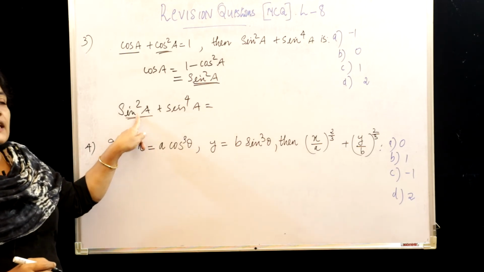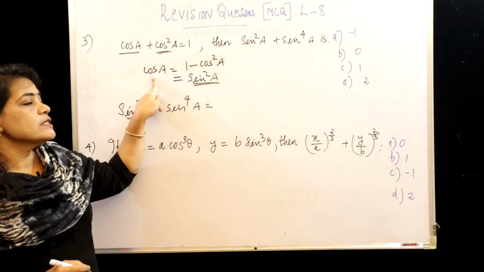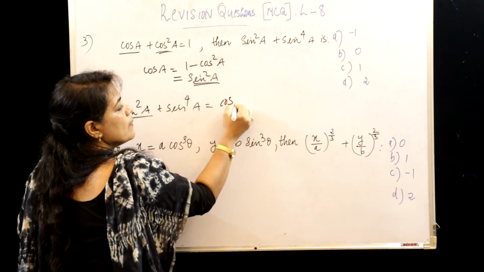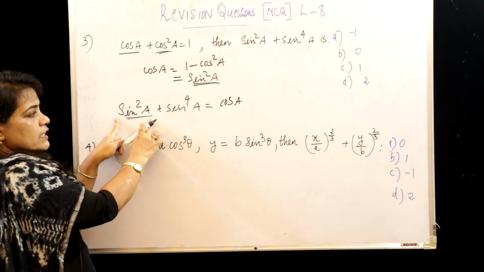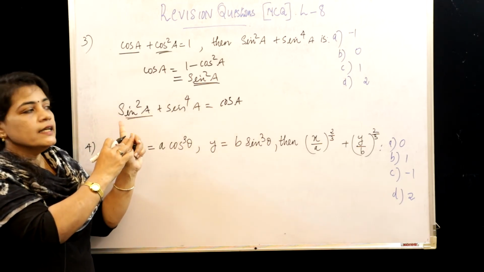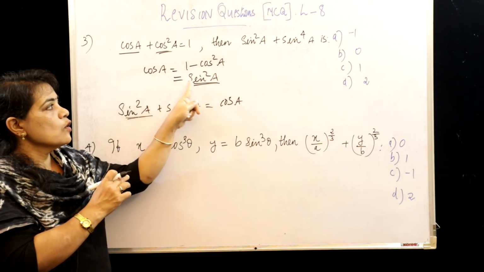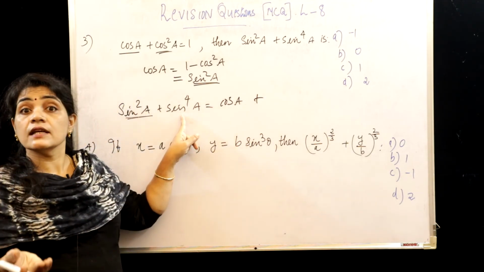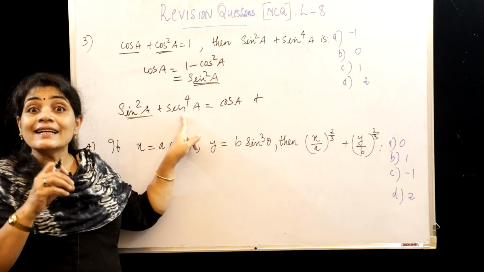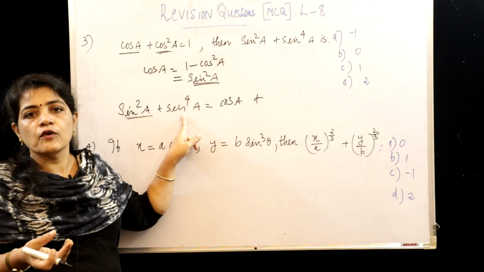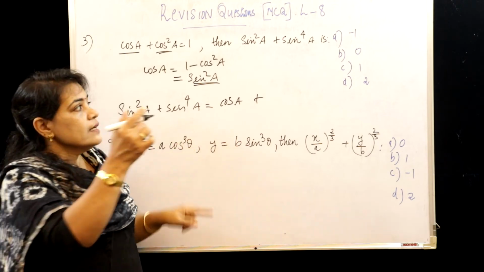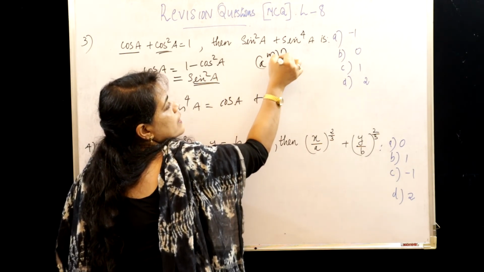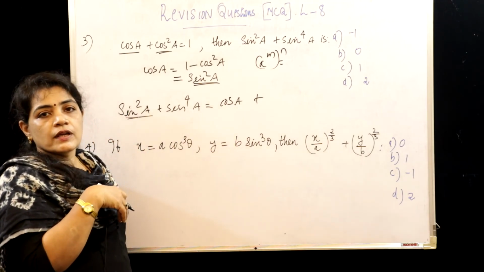So we have seen that in the first step, sin square A can be substituted as cos A. Instead of the first term in the RHS, I substituted this sin square A as cos A, plus what will be sin raised to 4A? We can't write directly the value of sin raised to 4A, but if you know that law of indices, A raised to m whole raised to n, that result we already used in the previous questions.